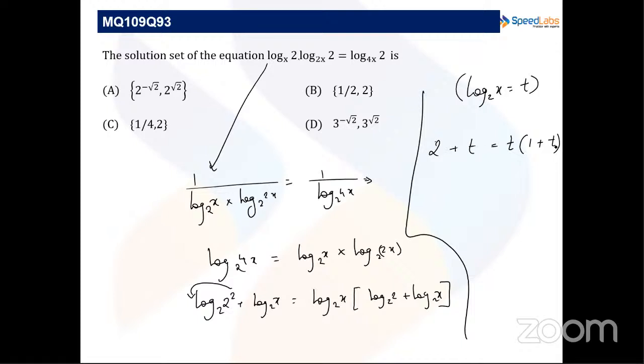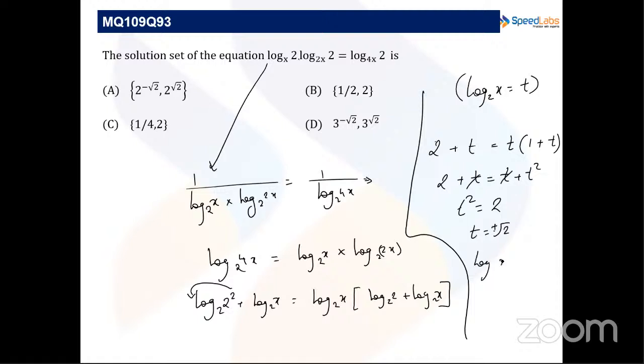So we would be having 2 plus t equals to t plus t square. So t square will be 2, that is t square equals to 2, that is t equals to plus minus root 2.